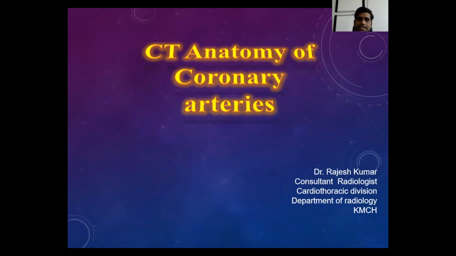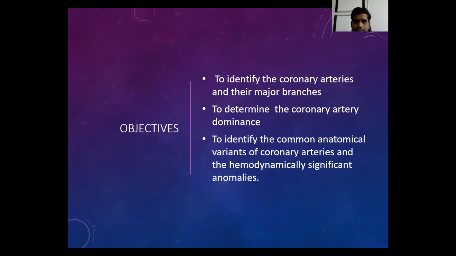Today, we are going to see a lot of interesting topics in cardiac radiology. So first, I will start with CT anatomy of coronary arteries. The main objectives in my talk are to identify the coronary arteries and their major branches, to determine the coronary artery dominance. So what is dominance? Then to identify the common anatomical variants of coronary arteries and few hemodynamically significant anomalies.